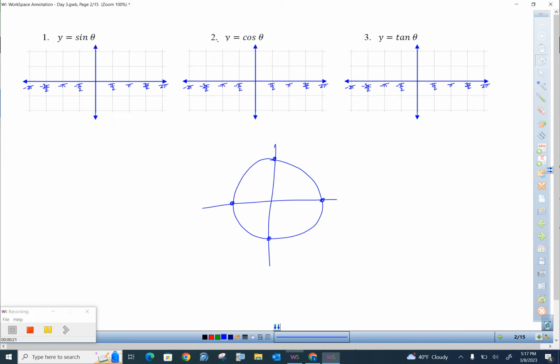Okay, I'm going to have you pause the video one more time for this matching. Okay, so 9 through 11, I want you to match each graph with its equation. Pause the video and do that for me.